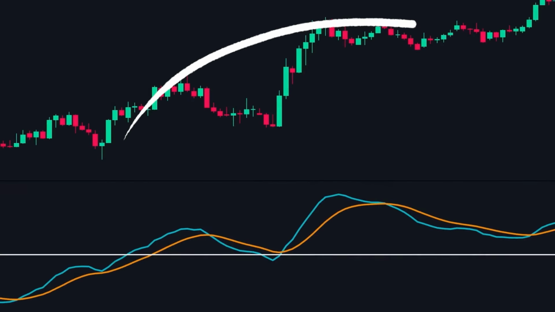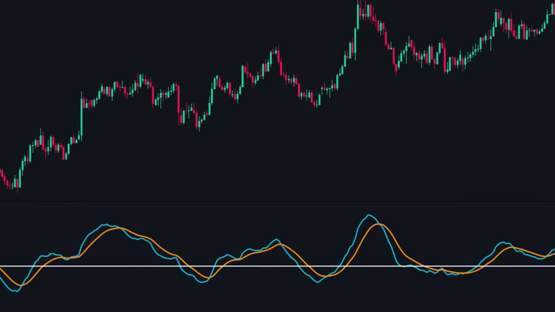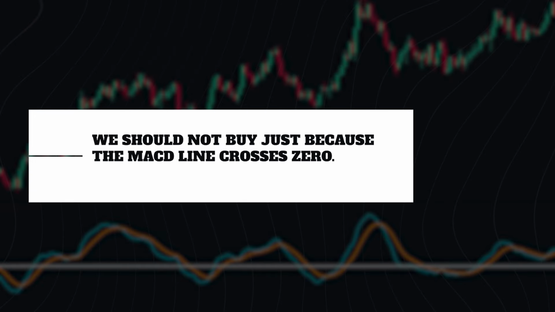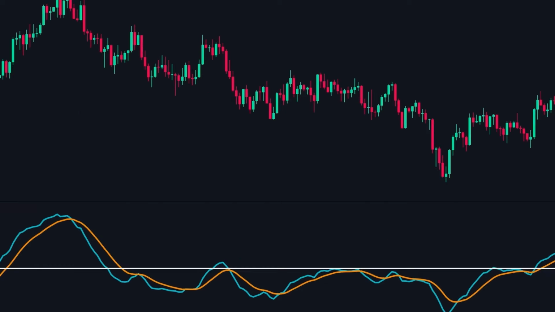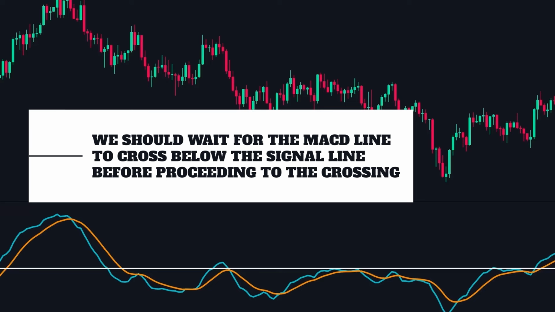Use 4: zero-line pullbacks. In strong trending markets, use zero-line pullbacks. During strong trends, the MACD line frequently pulls back to zero, causing the price to rebound again. In an uptrend, if the MACD returns to zero, it is a favorable time to buy. However, we should not buy just because the MACD line crosses zero. Before entering a buy trade, we must first wait for the MACD to pass above the signal line. Similarly, in a downtrend, if the MACD line falls back to zero, it's a good time to sell. We should wait for the MACD line to cross below the signal line before entering the trade.